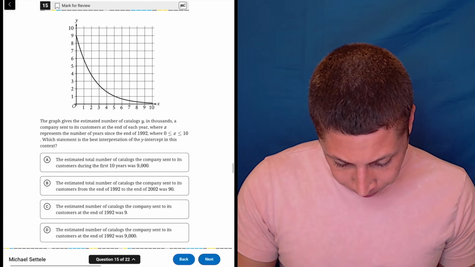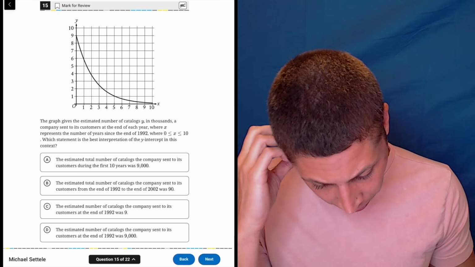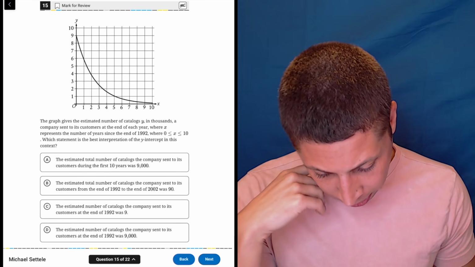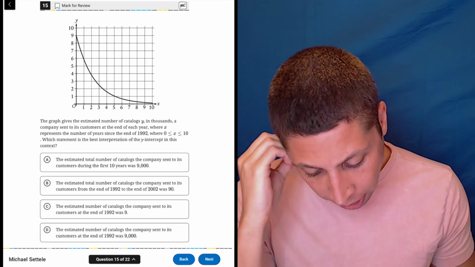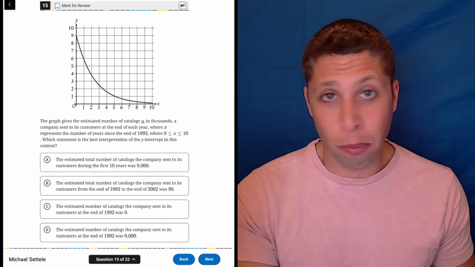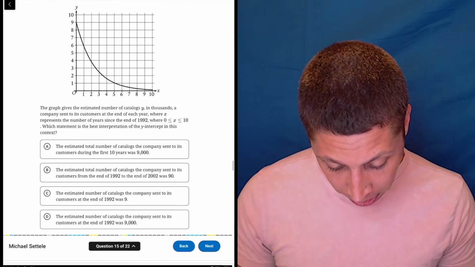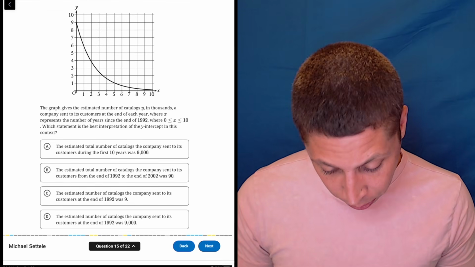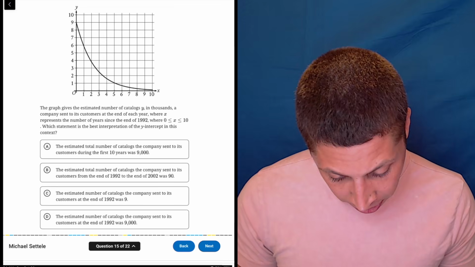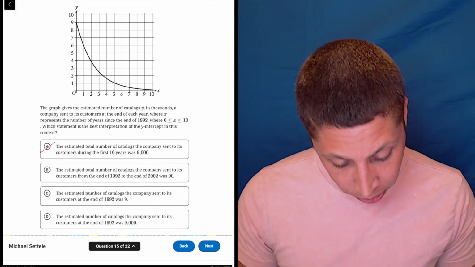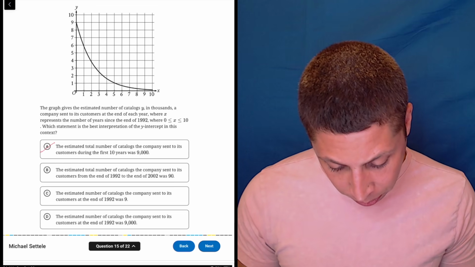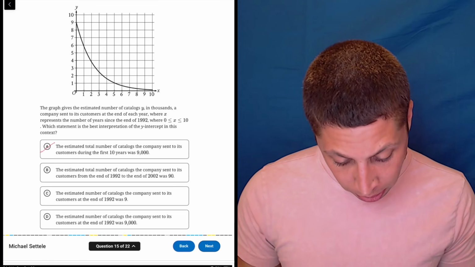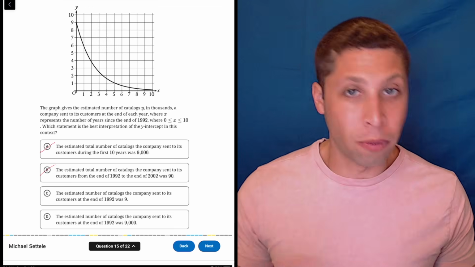All right, what do we got here? The graph estimated the number of catalogs in thousands. Which statement is the best interpretation of the y-intercept in this context? Well, y-intercepts are always starting points, so I'm looking for something that sounds like a starting point. The estimated number of catalogs the company sent to its customers during the first 10 years? No, that doesn't sound like a starting point. The estimated total number of catalogs sent from the end of 1992 to the end? No, that's not a starting point. It's going over an interval.